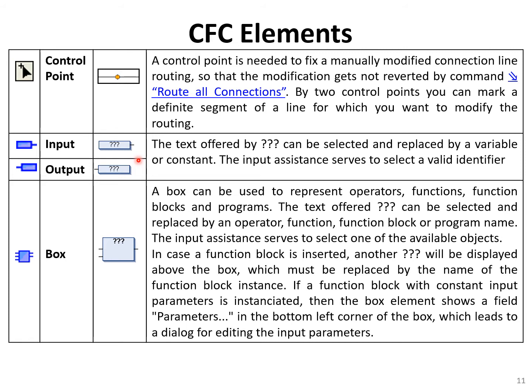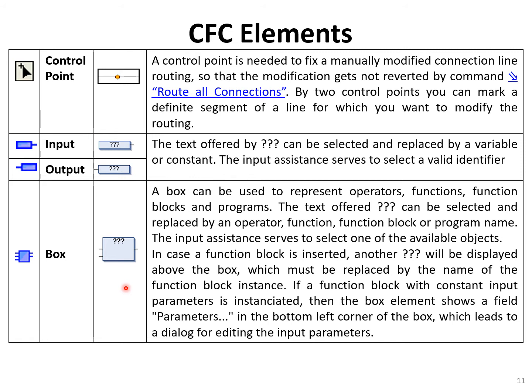define those variables. Box. A box can be used to represent operators, functions, function blocks, and programs. The text offered by three question marks can be selected and replaced by an operator, function, function block, or program name. The input assistant serves to select one of the variable objects. In case a function block is inserted, another question mark will be displayed above the box, which must be replaced by the name of the function block instance.